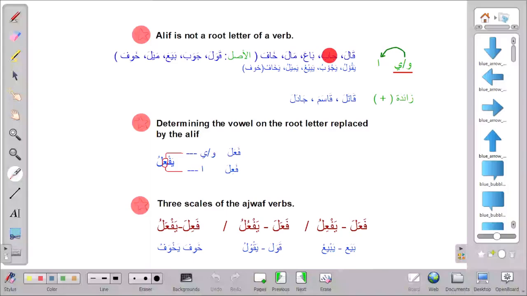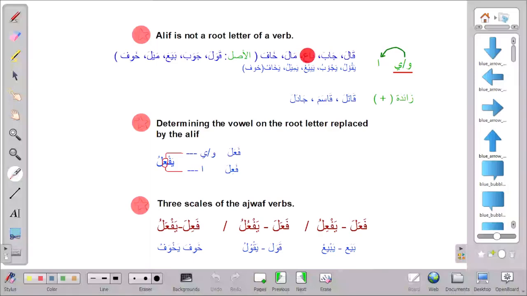If I say jaba, you know the alif is not a root letter. So what was the initial letter there before the alif replaced it? Was it wow or ya? You have to look at the mudore. Jaba, yajubu. You can see yaju, there is wa there. So meaning it was ja-wa-ba. I hope that is clear.